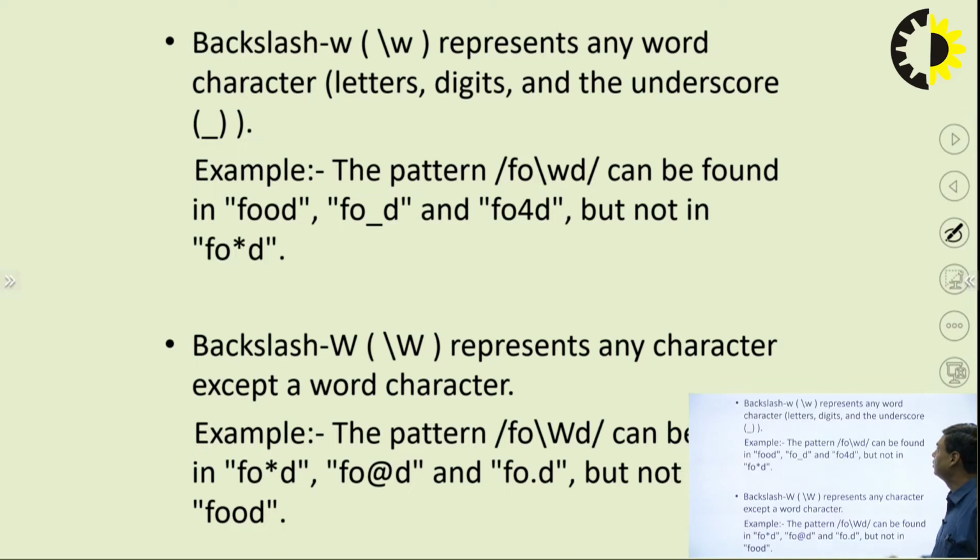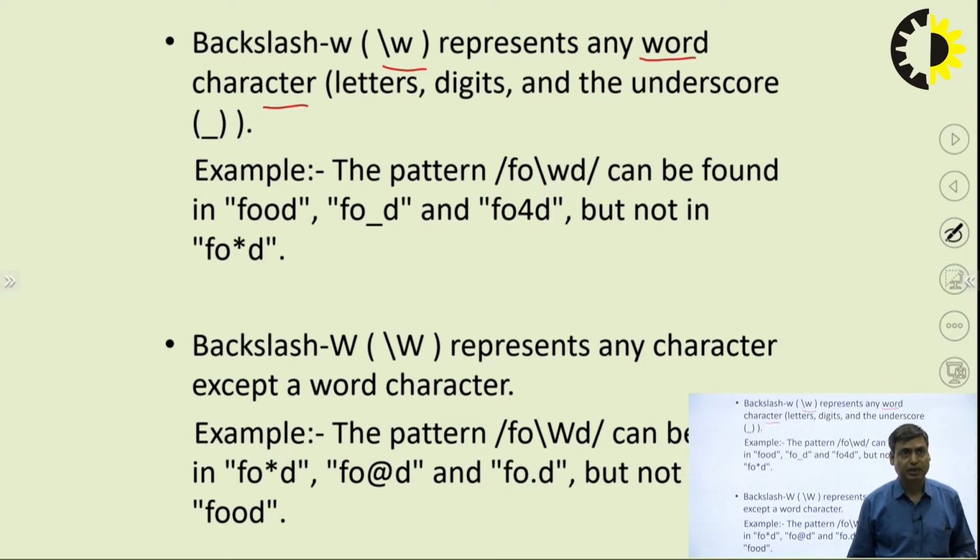Next, backslash small w, lowercase w. So it represents any word character. What is the meaning of character here, in case we are using backslash w? Here the meaning of word character is it can have letters, it can have digits, and it can have underscore. So if you are using backslash w, it will permit letters, digits and underscore.